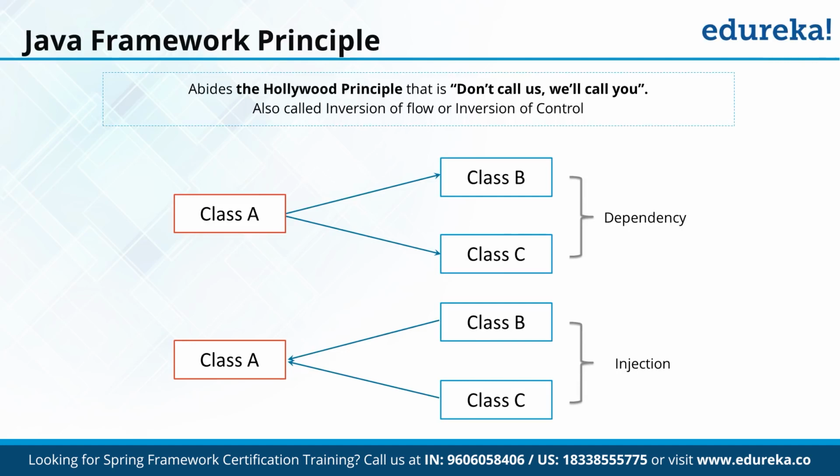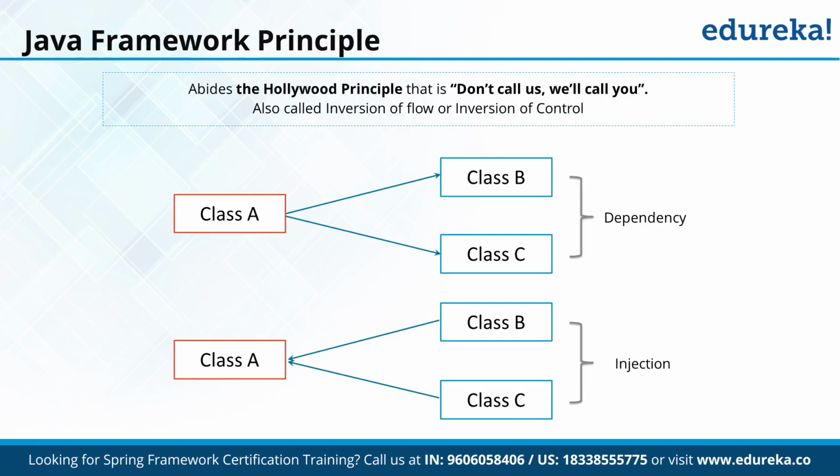Or you can say it is the other way around, right? So if B and C are dependent on A, or A is dependent on B and C, how can we solve such problems? Spring Framework is one of the key frameworks which focuses on inversion of control, with the key principle being dependency injection. So that's what we're going to discuss.